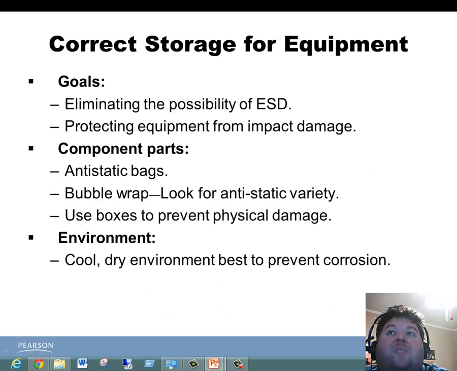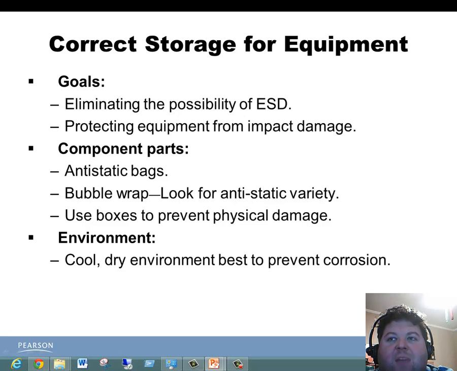So when you're storing equipment, the goal is to eliminate the possibility of electrostatic discharge. So use those anti-static bags. If you're going to ship something, they make anti-static bubble wrap you can ship it in. Use the boxes to prevent physical damage.